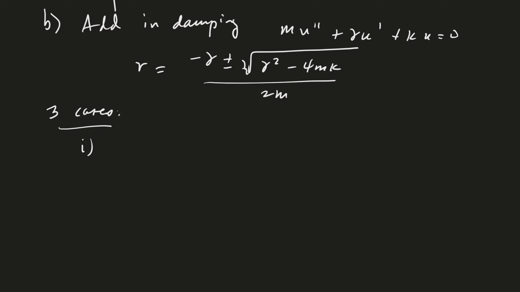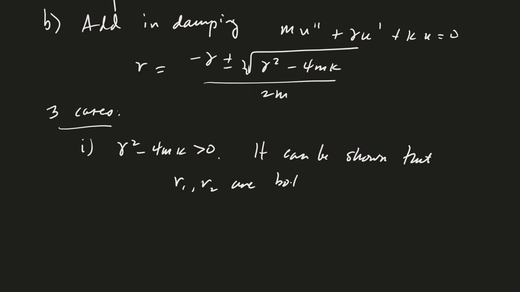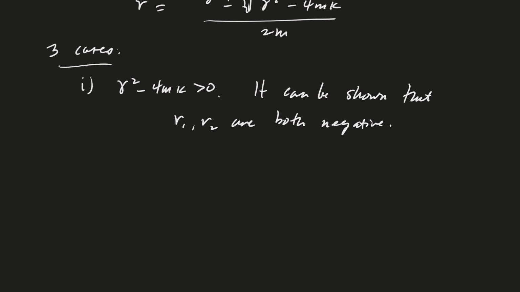And so Case 1 would be where gamma squared minus 4mk is greater than 0, and then we have two real roots to that. In fact, it can be shown that the two roots, r1 and r2, are both negative. I'm going to let you think about that. And so this is the case where we're going to say that the system is said to be overdamped.